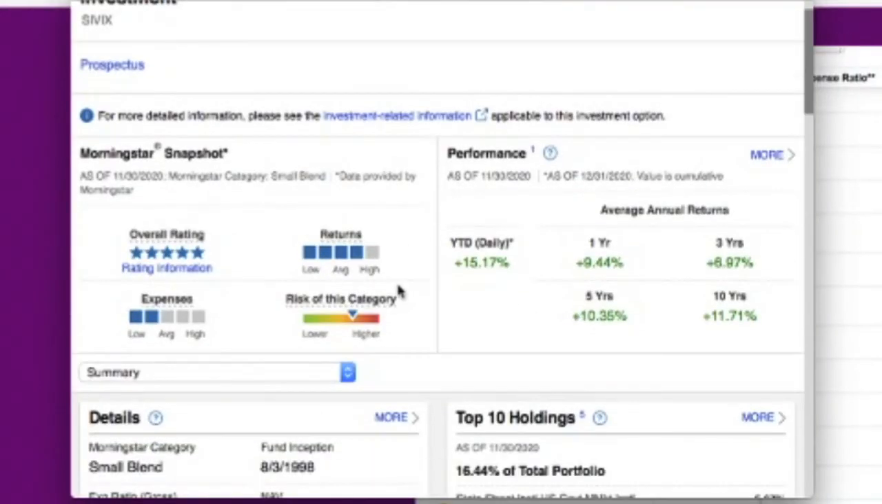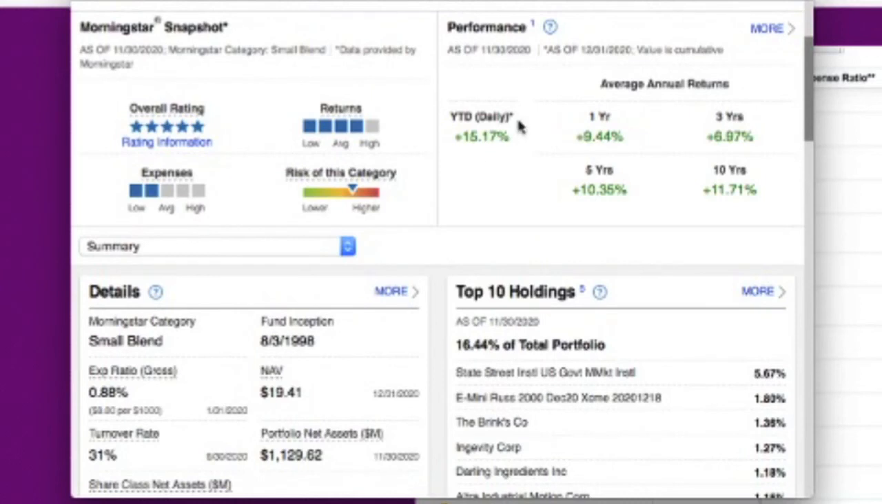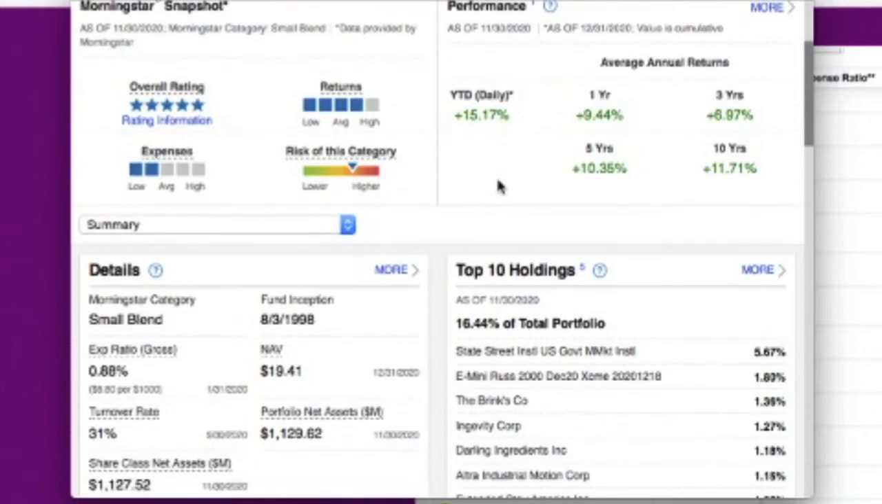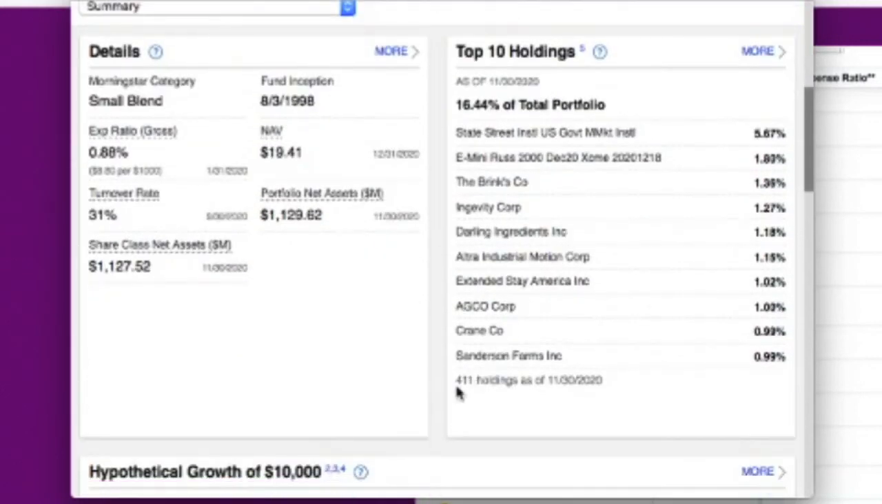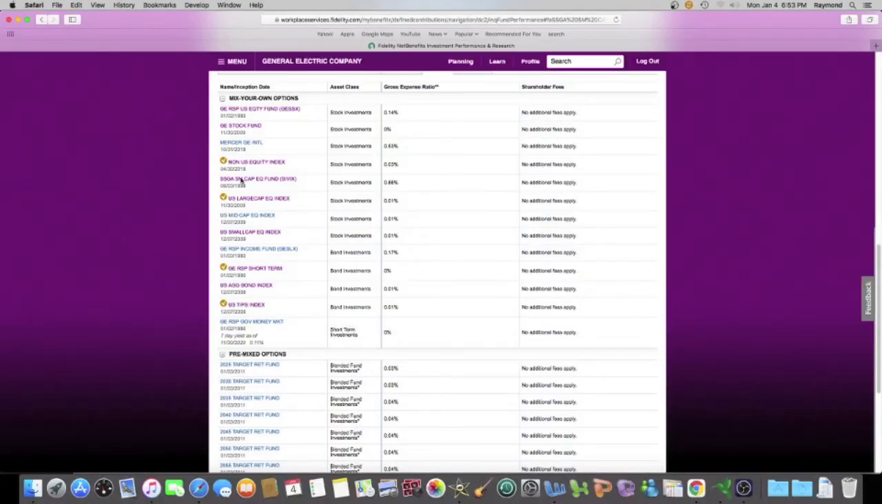So just one more time, we're going to look at it. So again, $8.80 for every 1,000. Here are my return numbers. Pretty good. Year to date, 15.17. It has 411 holdings. It says small blend fund, showing you the top 10 holdings.